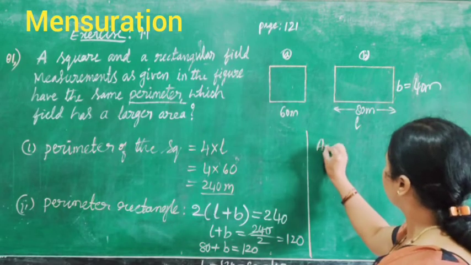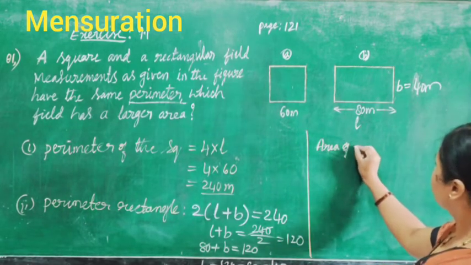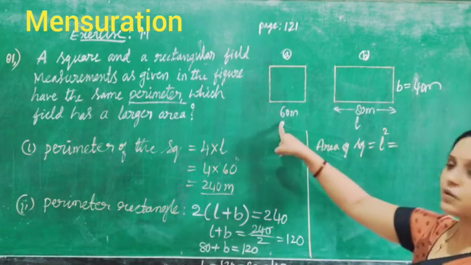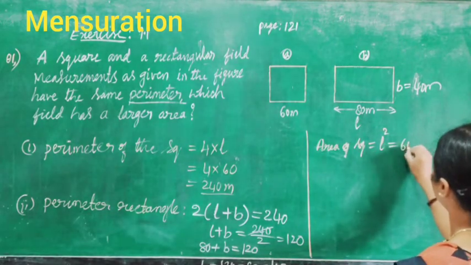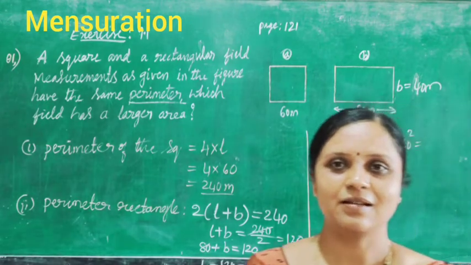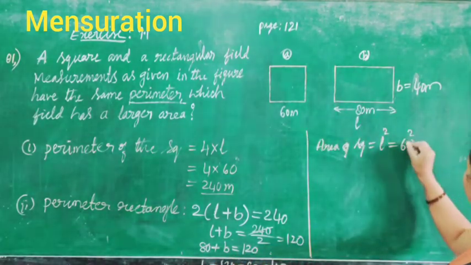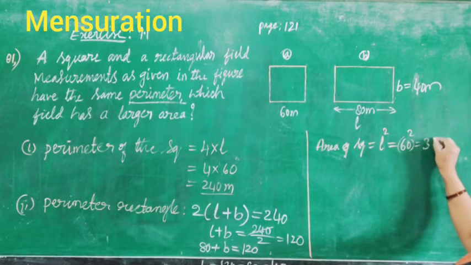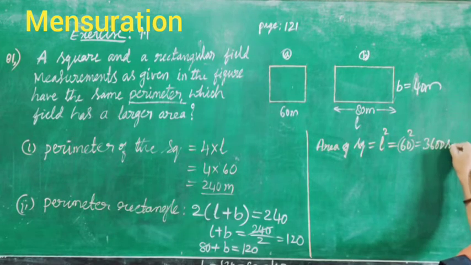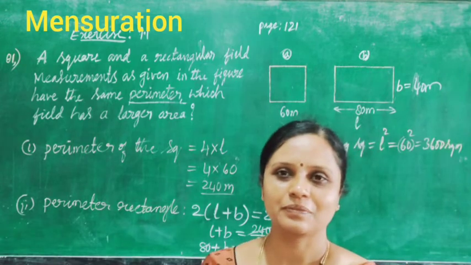So write area of square. The area of square is L square. L square means 60 square. 60 square is, 6 sixes are 36, so 0 into 0 double 0. So you write the whole square. 3600 square meter. Otherwise you write meter square.